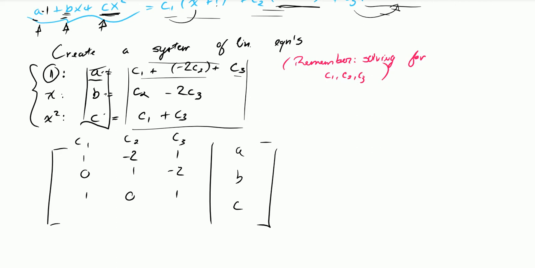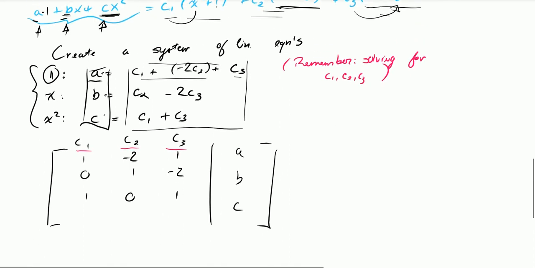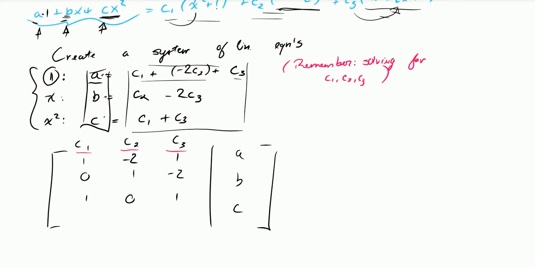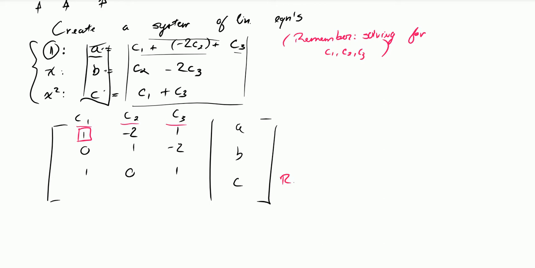Okay, so now what I want to do is I just want to row reduce. I want to row reduce, and I want to solve for C1, C2, C3. Okay, that's basically what I'm trying to do. So what I'm going to do, I'm going to start with this one, and I'm going to say row 3 becomes row 3 minus row 1.